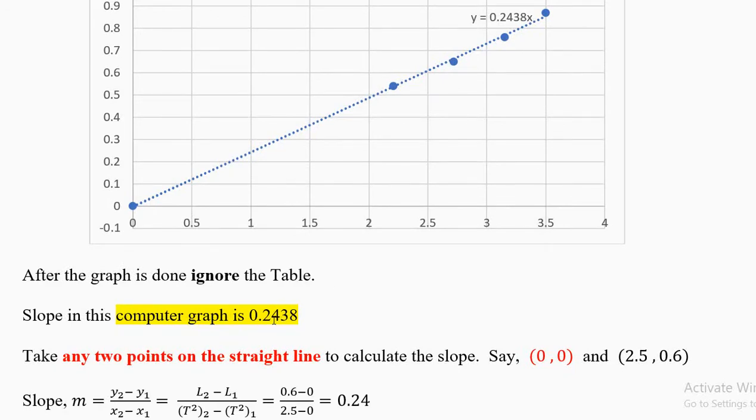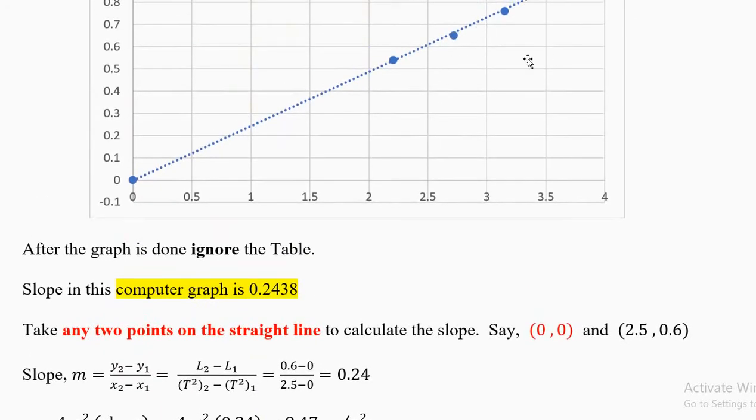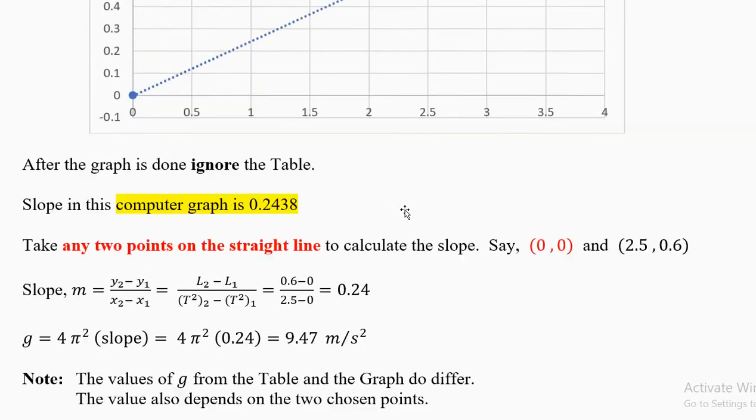Your computer graph is 0.2438. Do not use it. If anybody uses these 4 decimals, he will get 0 because on your graph paper you cannot get 4 decimals. You can get 1 decimal only. Now take any 2 points on the line. After you draw the graph, don't look at the table, and after you draw the line, don't look at the points. Take 2 new points.